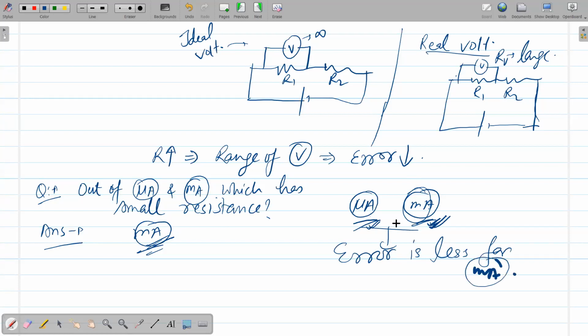Any confusion with this? No. Great. Good. So we have completed the ammeter and voltmeter part. Now let's try to solve a few problems based on this ammeter and voltmeter. Okay, let's do some problems.